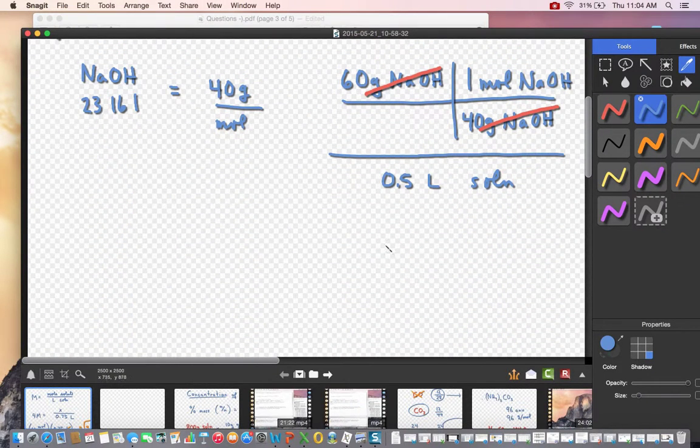60 divided by 40 is 1.5. 1.5 divided by 0.5 is the same as 1.5 times 2. That is 3 molar. So the answer to 9.2 is 3 molar.